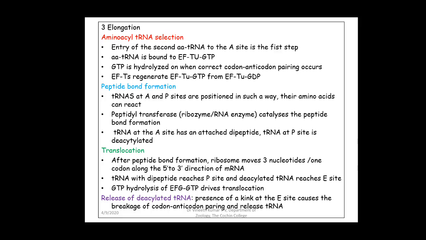Here the first step is the aminoacyl tRNA selection, which is nothing but the entry of the second aminoacyl tRNA to the A site. Here also you have some factors which help in the elongation process. The proteins which help in initiation, we call initiation factors, IF. Here you have the factors which help in elongation, and they are termed EF.